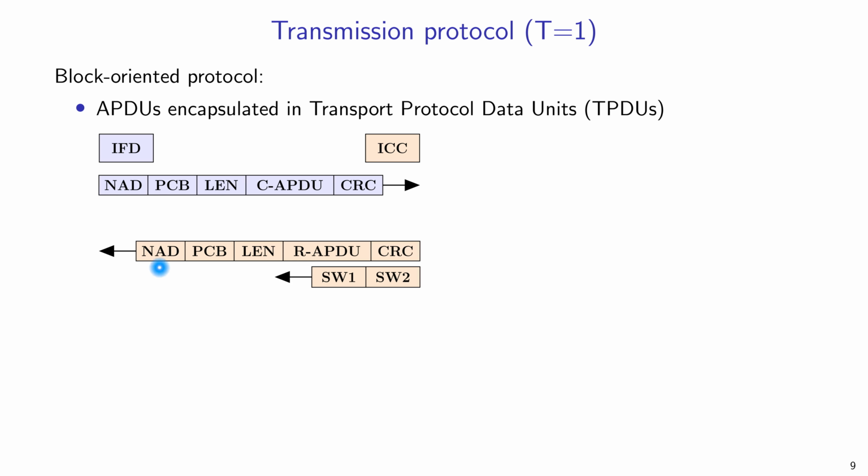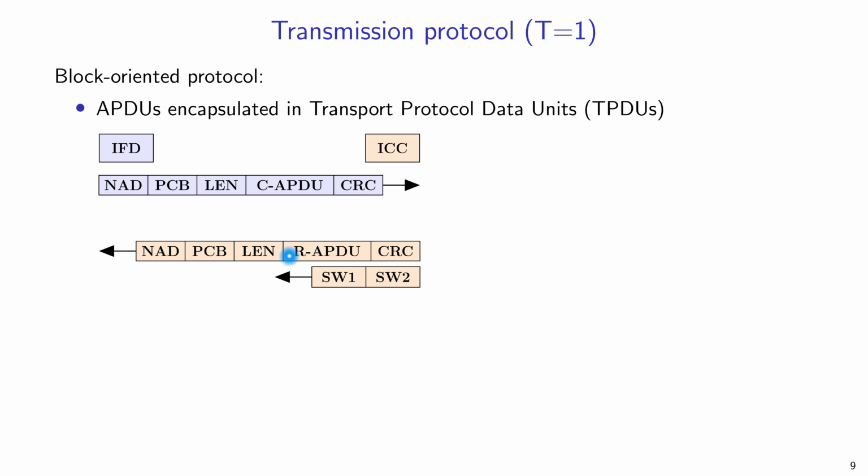NAD specifies the node address, but this feature is not used in practice. The idea was that it would be possible to open several parallel logical channels to the card, and this field would then specify to which logical channel the TPDU should be sent. But this feature has not been popular. PCB contains the protocol control byte, which specifies what type of block it is. In this case, the block carries APDU data, but it can also be a block that carries an error message, for example. Len tells us how many bytes of data the block contains, then comes the data, in this case the command APDU, and finally the CRC, which is a check value used for error detection.